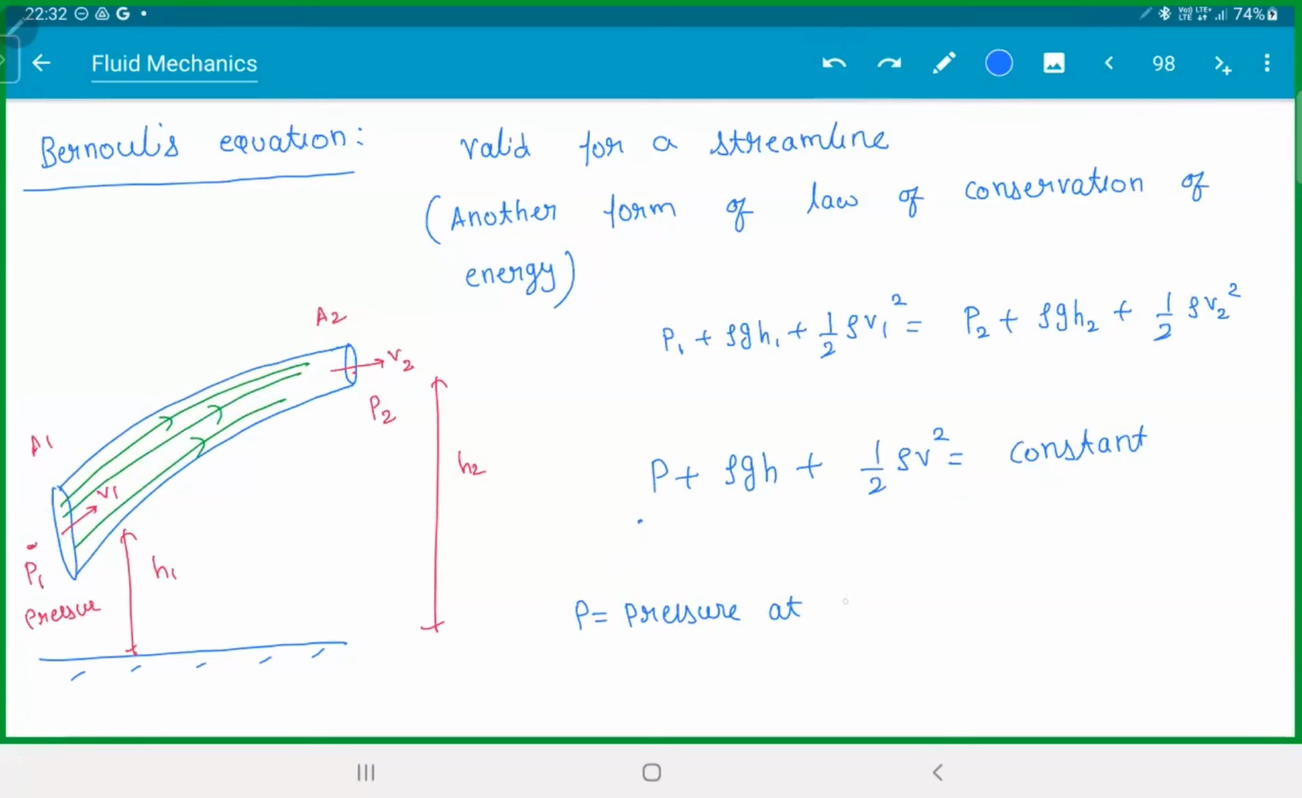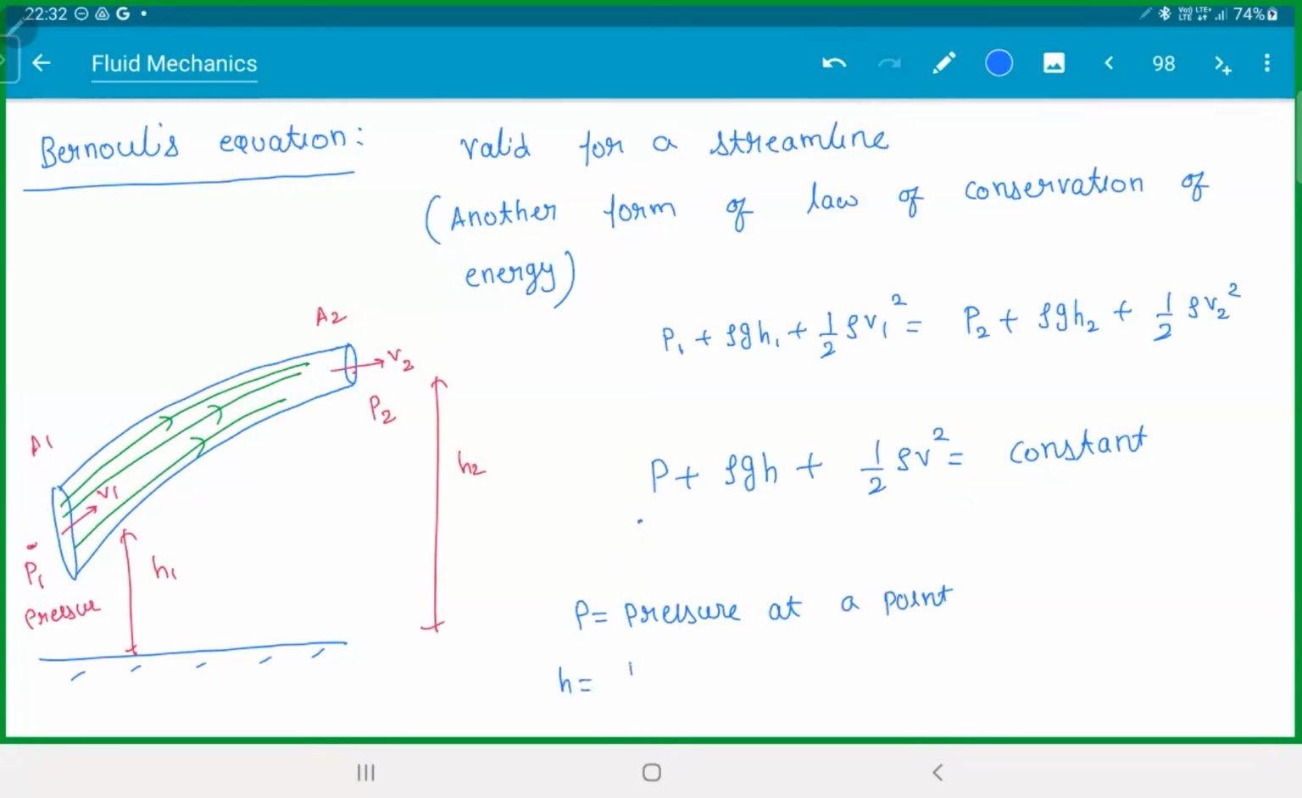So pressure at a point. H is the height of that point above the reference. I'll write on the next page in more detail. V is the velocity of the liquid at that point. So these three ka sum rate is always constant for a streamline. So let me just write it down again. So P plus rho g h plus half rho V square is constant. We'll see applications in the next class on this.